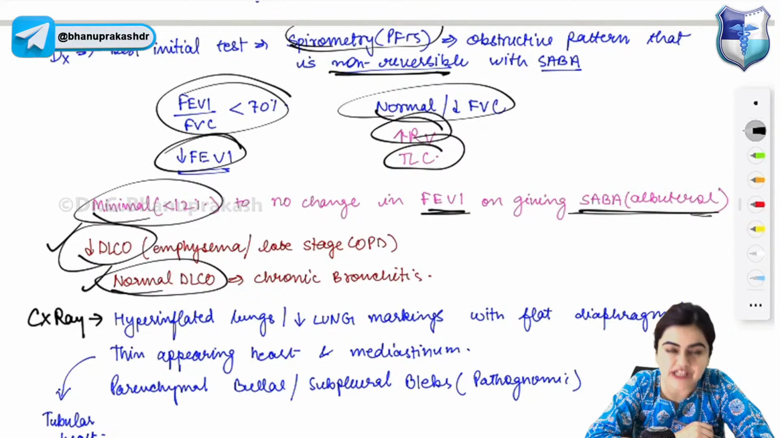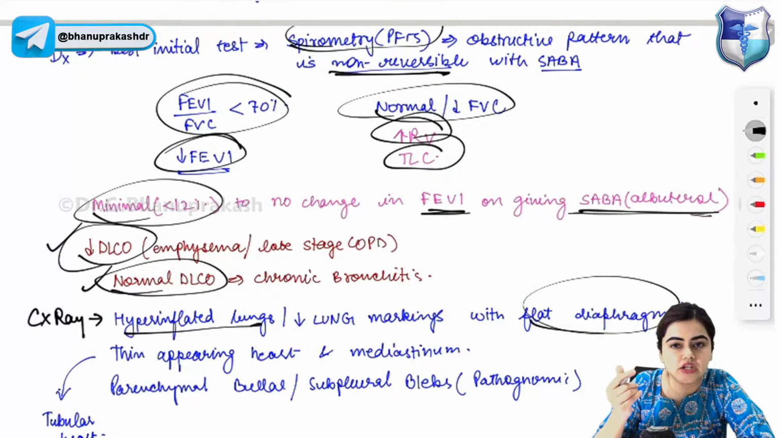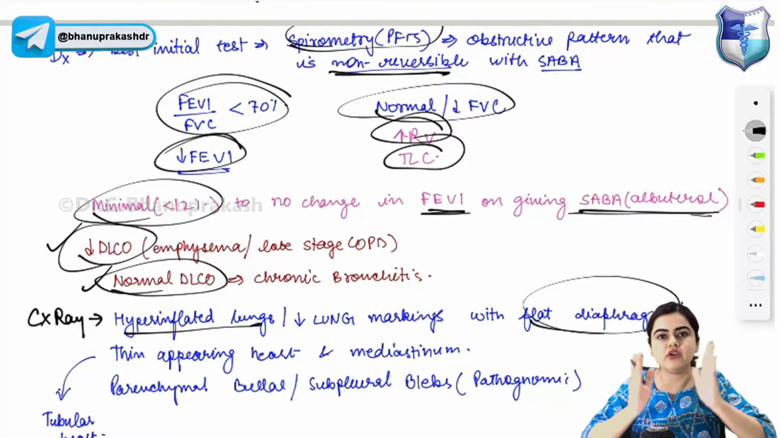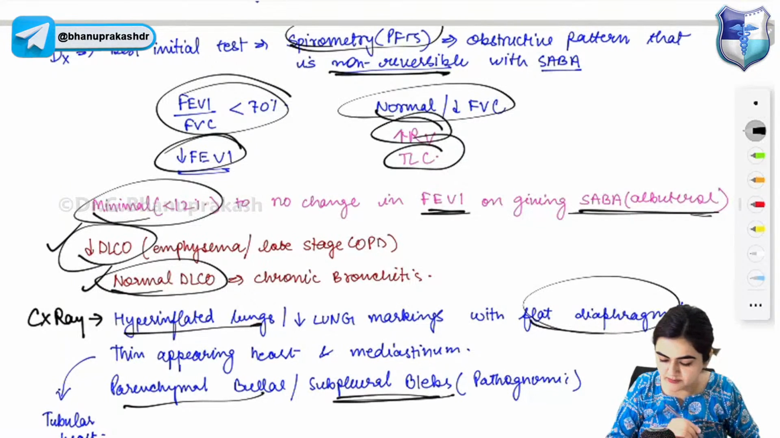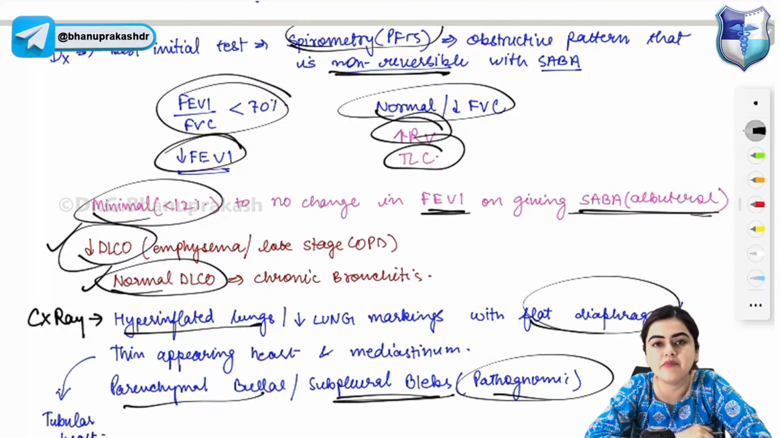Now coming to the chest X-ray finding of COPD. You will get hyperinflated lungs, decreased lung markings with flat diaphragm. The heart will appear like a tubular heart because lungs are very hyperinflated, so they will push the heart and the heart will become very thin or tubular, and mediastinal thinning will be seen in case of COPD. Parenchymal bullae and subpleural blebs are also seen in COPD.